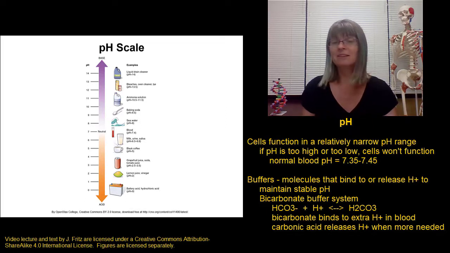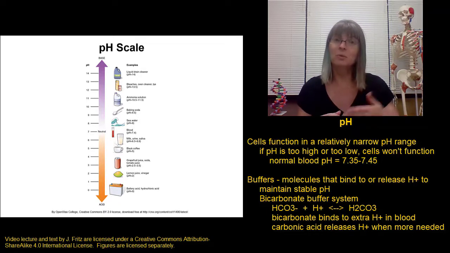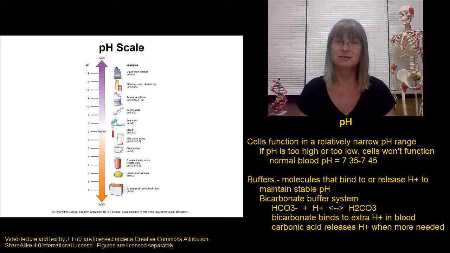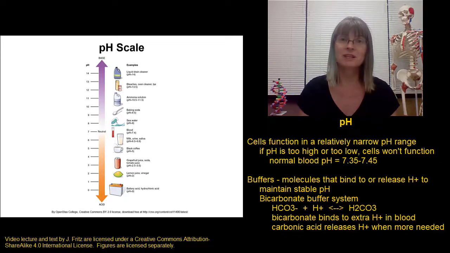So you also have carbonic acid in your blood, and if your blood pH gets too high, the carbonic acid will release hydrogen ions into your blood to bring your pH back down. This helps keep the blood at the stable pH that's needed for your body to function properly. There are lots of different buffers found in your blood and lots of different buffers in your cells.